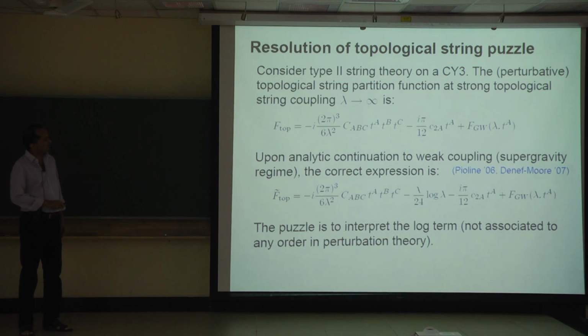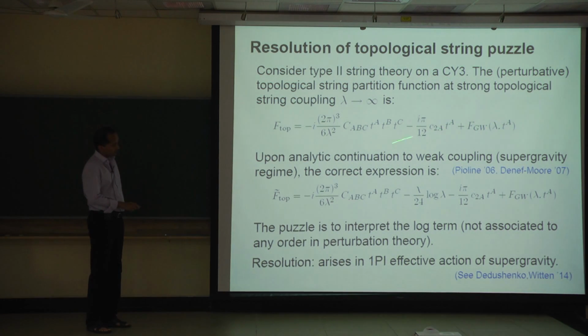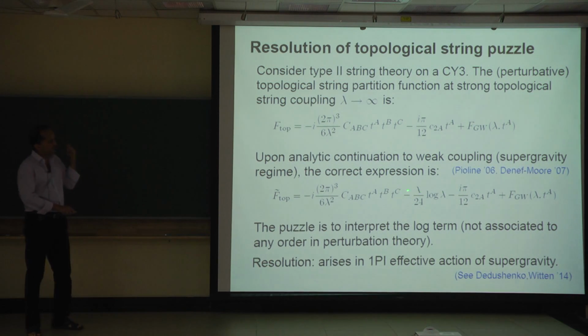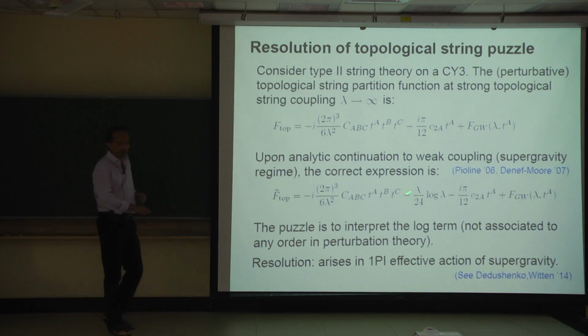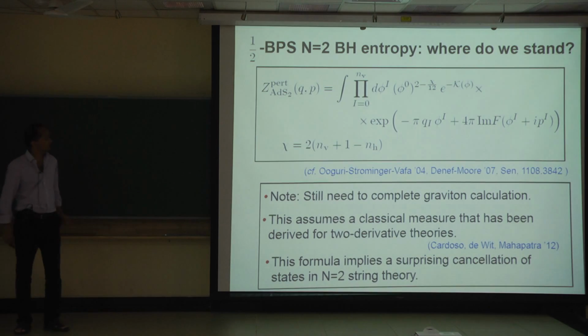There was an old puzzle about the topological string. This is the way we usually write the topological string partition function. And there were comments that if you analytically continue to weak coupling, so this is at large coupling lambda, you get this extra log term. Okay? And one puzzle was how to interpret this from gravity. And now we really understand this as just what it should be. The puzzle was that it doesn't arise at any order in perturbation theory. How does that happen? Now you see that it arises not as the Wilsonian effective action, but as the 1PI effective action. Okay, so I'll stop with this slide here. Thank you.